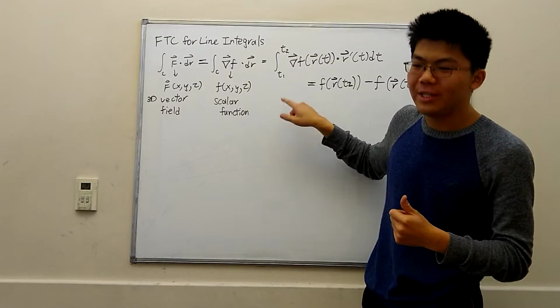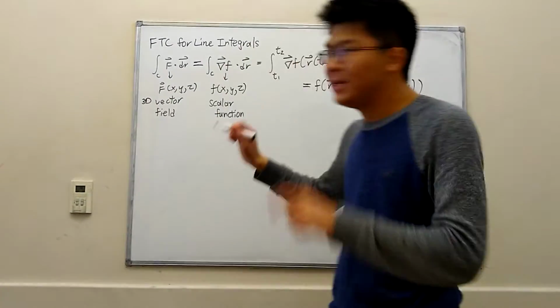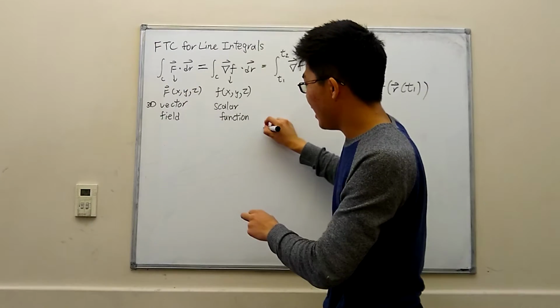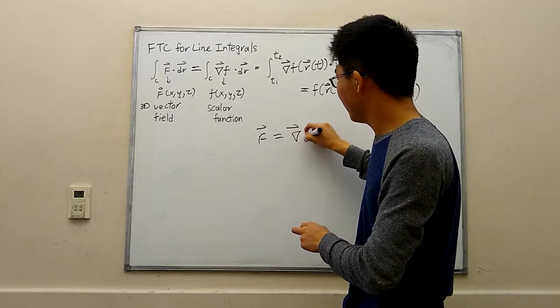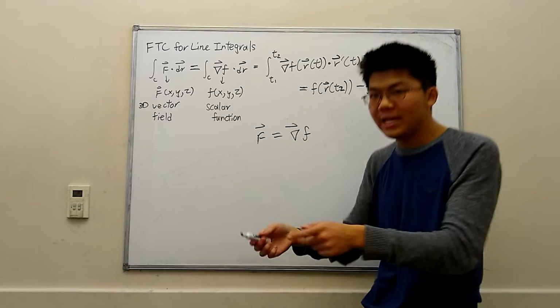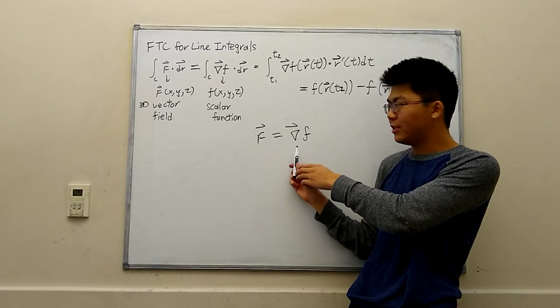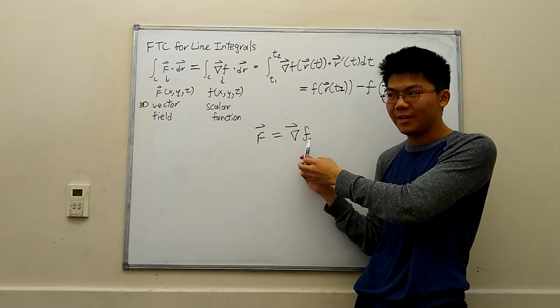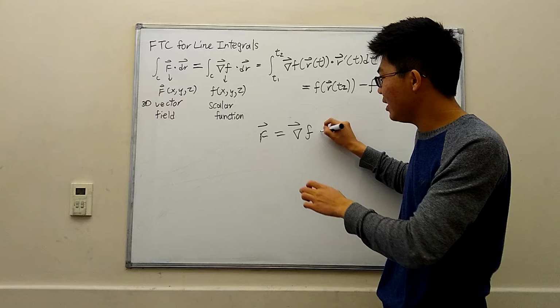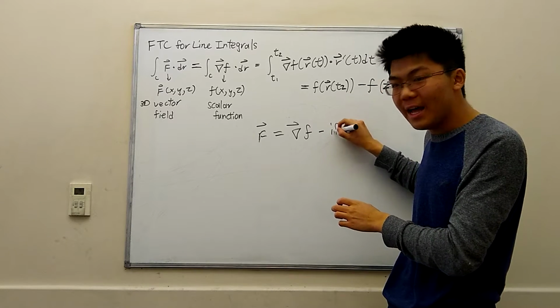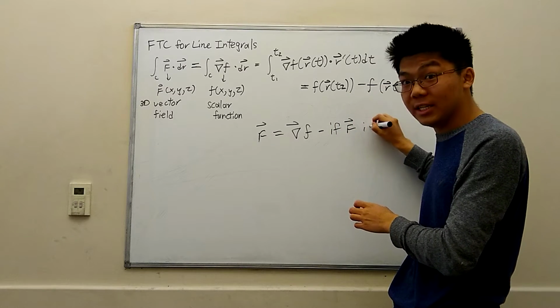Really important thing to note here. Because we already set F is equal to the gradient of little f, what we're saying here is this theorem only applies if F is conservative.